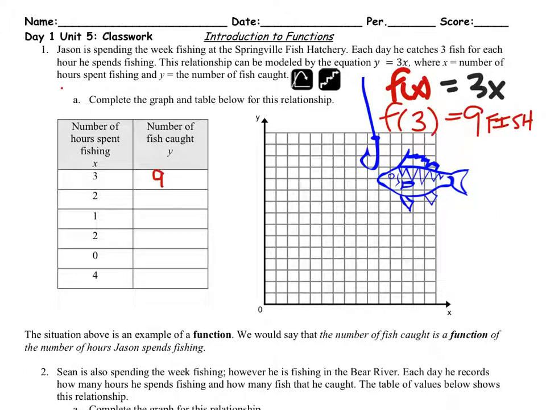Now the nice thing about this is we can change this immediately into an ordered pair. X was 3, the y is 9, or f of x. Well, that gives us a point on this graph, which we can now put on the graph. 3, 9. Alright, so to finish off this graph, we need labels. And y represents the number of fish.